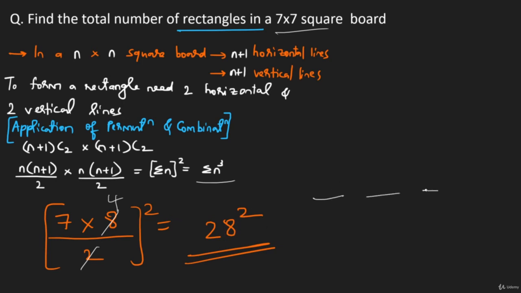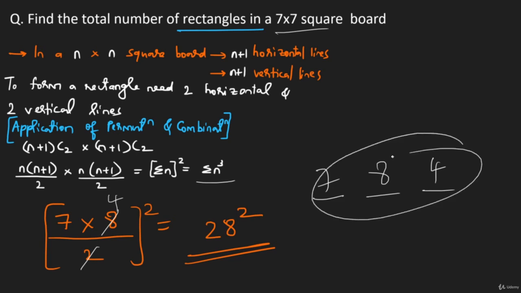It will have 3 positions like this. 8 square is 64. So you write 4 over here. Maintain 6 in your mind. It's a carry forward. 2 into 8 is 16, into 2 is 32. 32 plus 6 gives you 38. So you write the 8 over here and 3 is carry forwarded. 2 square is 4. So 4 plus 3 is 7. Therefore 28 square is 784 and that is your answer. So you can form 784 rectangles from a 7 by 7 square board.